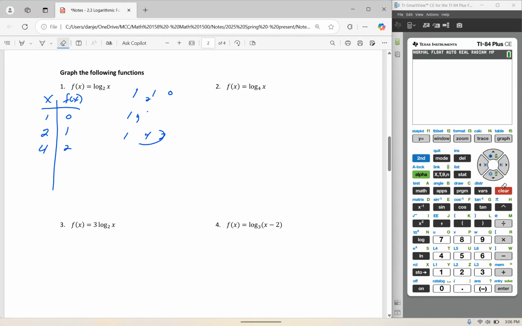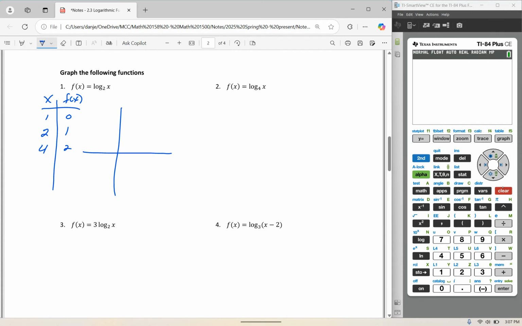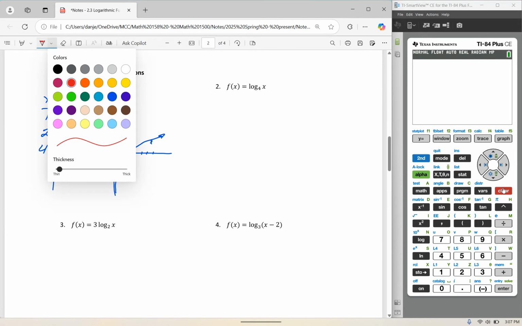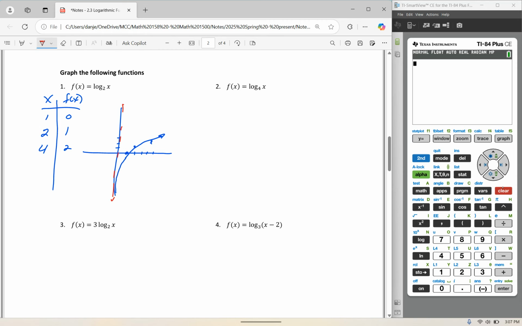So when I go to graph this function, if x is 1, y is 0. If x is 2, y is 1. If x is 4, y is 2. And this graph actually looks like this, where the y-axis is an asymptote. Okay.